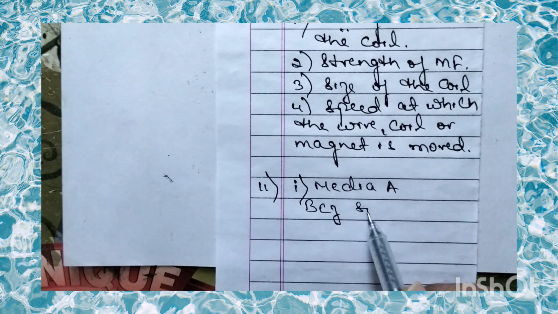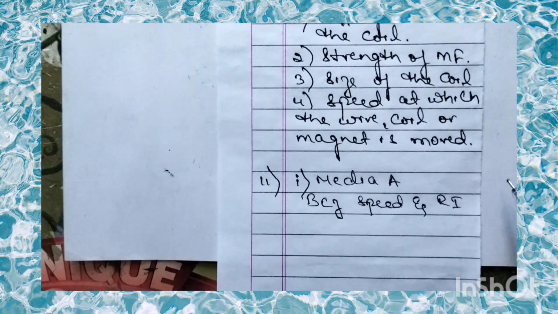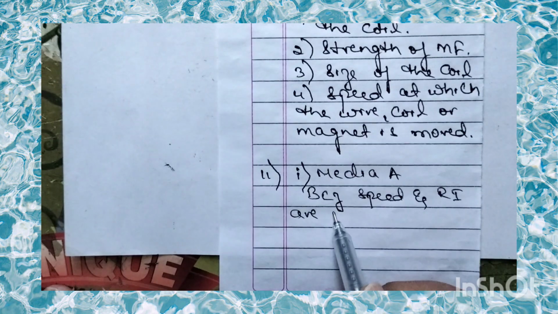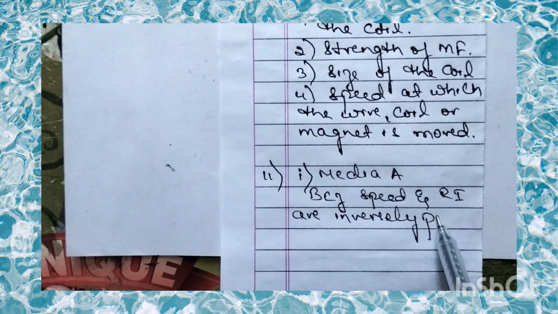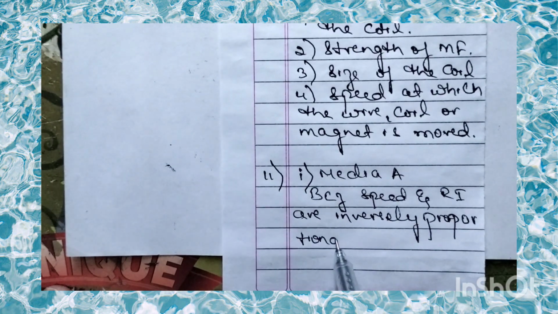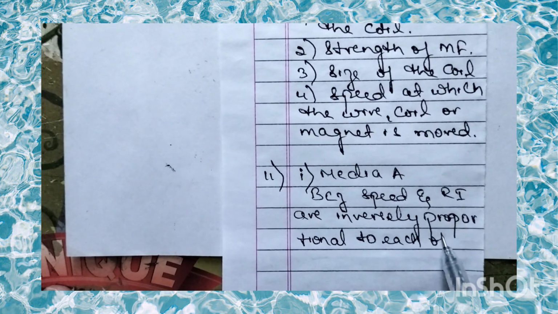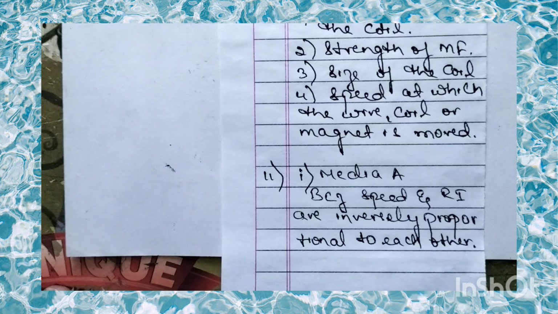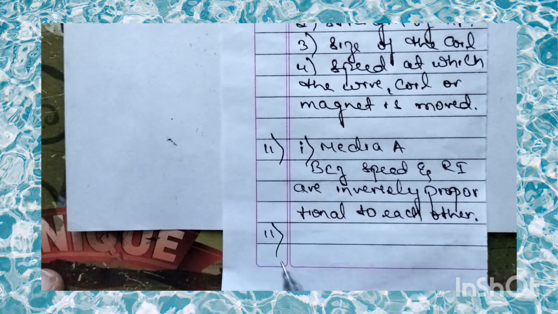Because speed and refractive index are inversely proportional to each other. As the refractive index decreases, speed increases. As speed increases, refractive index decreases. So this is the answer for the first question. Now let us answer the second question.